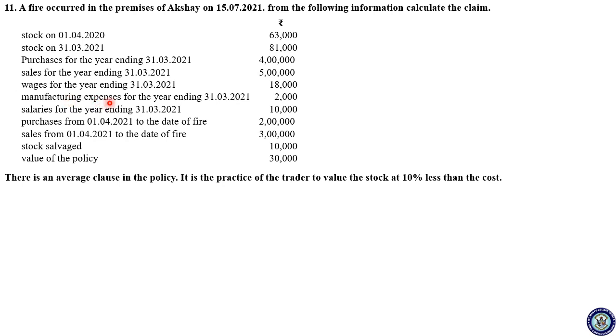Manufacturing expense is the trading item, okay, to manufacture the goods. So again this is a trading item, previous year. You have to include this item. When you prepare the trading account, you have to write "To manufacturing expense".